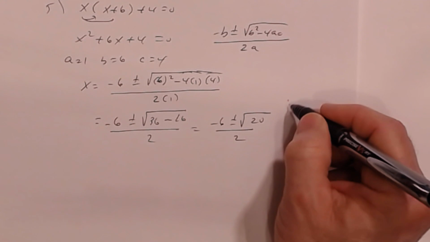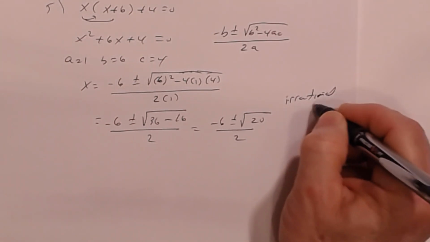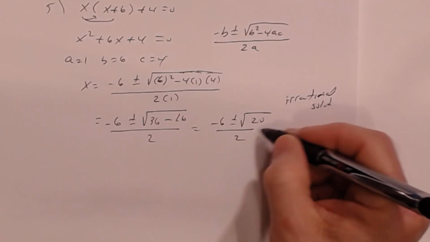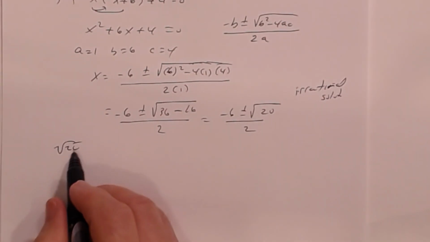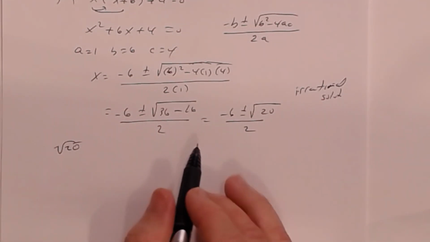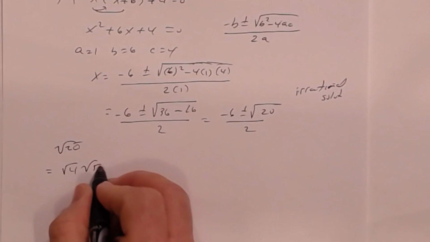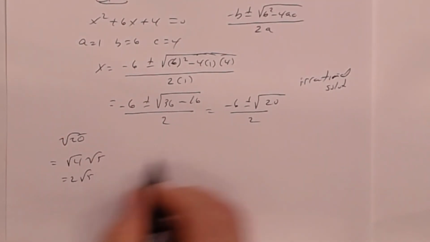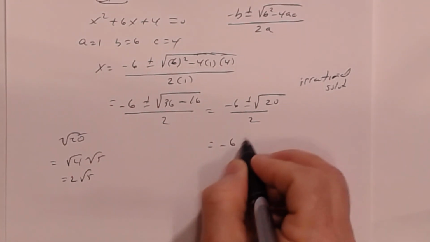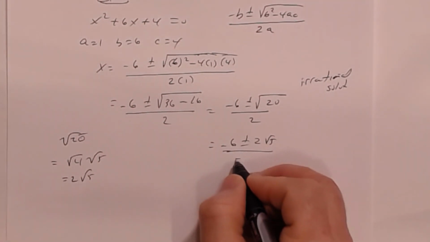I'm going to end up with irrational solutions. But notice also I can simplify the square root of 20 because 4 is the largest perfect square that goes into 20. So you want to simplify this as much as possible. I get the square root of 4 times the square root of 5, and the square root of 4 is 2, so you get 2 square root of 5. So it's going to go here: negative 6 plus or minus 2 square root of 5 divided by 2.